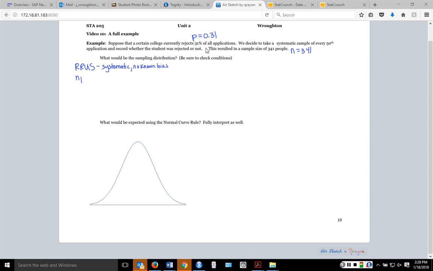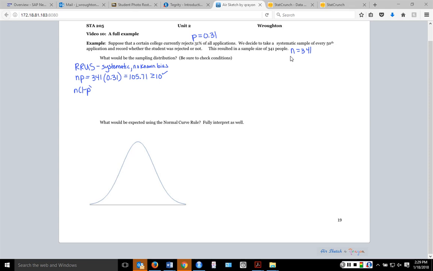Then we need to check to see if our n times p is at least 10. So our n is our 341. Our p is our 0.31, which turns out to be 105.71. What that number means is that if we sampled 341 applications, we expect about 106 of them to be rejected, because that's 31% of the applications we sampled.